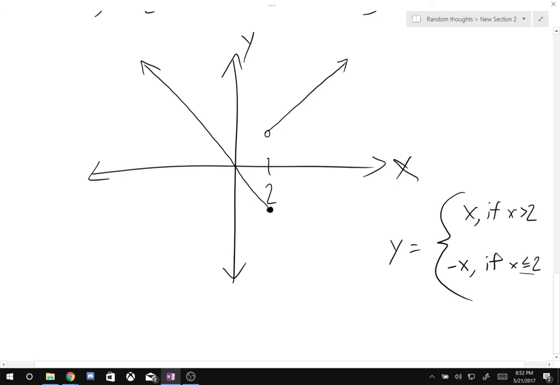Now I'll talk more about piecewise functions later on, but hopefully, at least for now, this has made inequalities a little bit better for you.